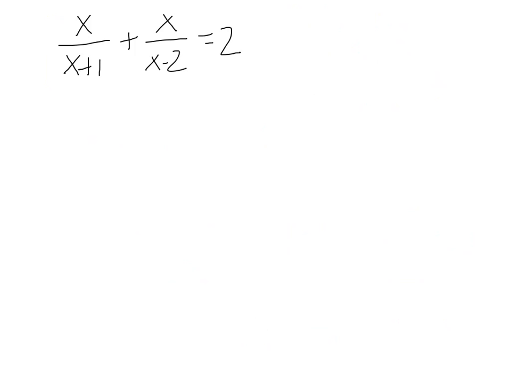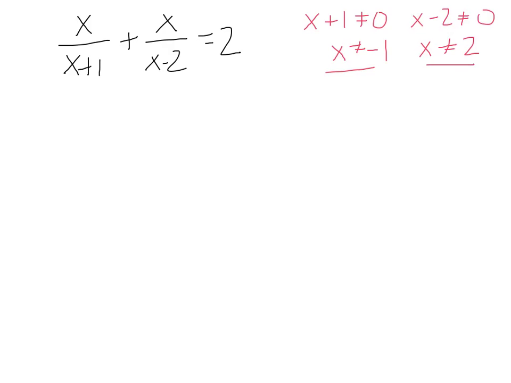Speaking of domain restrictions, this one is going to be doubly restricted. I need to make sure both of those denominators are not going to equal 0. So I need to make sure that x plus 1 doesn't equal 0, and I need to make sure that x minus 2 doesn't equal 0. Well, for the first one, I need to know that x is not equal to -1. For the second one, x cannot equal 2. Otherwise, that denominator would be 0. So I have my domain restriction ready to go.